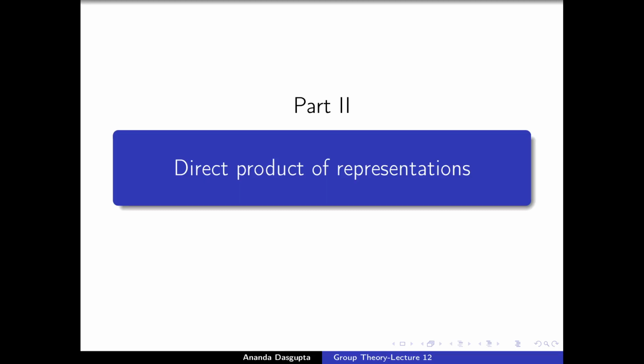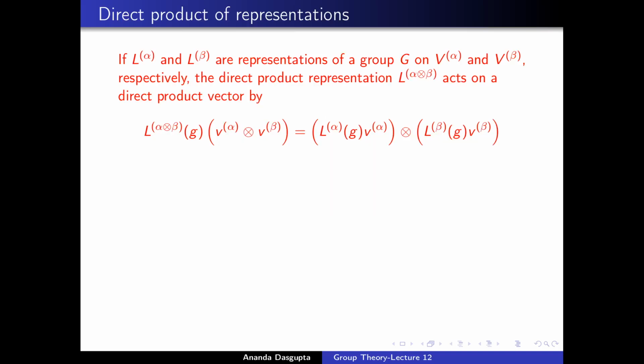Let us now turn to the formal definition of the direct product of two individual representations, L alpha and L beta, which are acting respectively on vector spaces V alpha and V beta. In order to define this representation, what we need to do is figure out what operator corresponds to every single element small g of a group capital G. This is how it's defined. L alpha ⊗ beta is this representation which maps a group element small g to an operator L alpha ⊗ beta of small g. And this operator is defined by its action on the direct product vector space of V alpha and V beta.